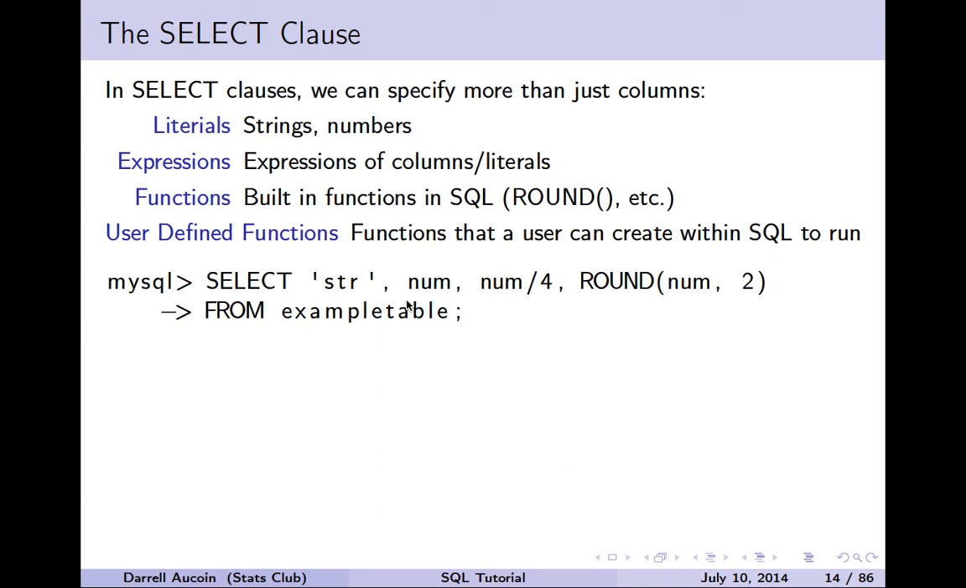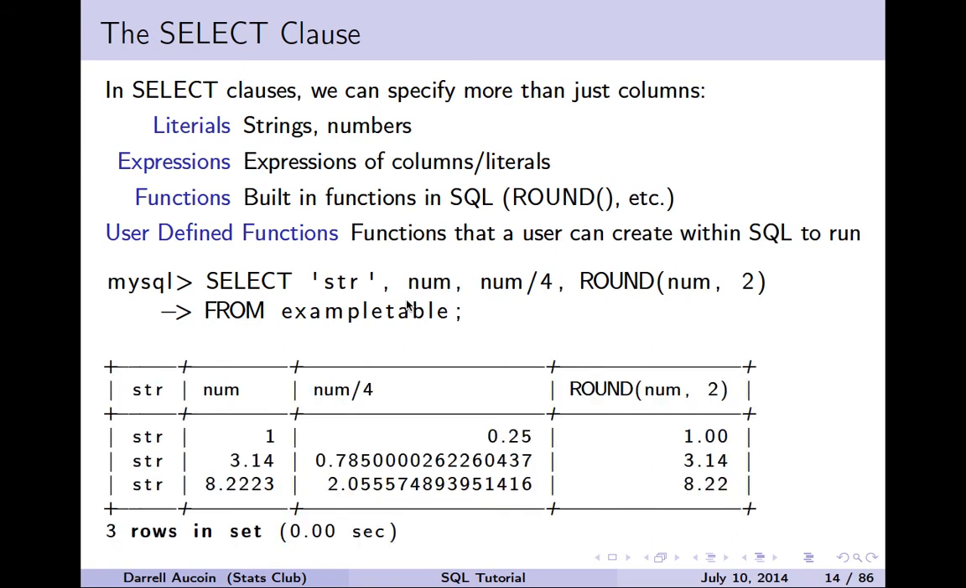For instance, here I'm selecting a string and a number. I created an example table with numbers like 1, 3.14, and 8 point something, and this is basically what it's going to do with it. See, it goes string, then my number. The num there is my original column that I have in my example table, and that's basically what it does with it. Divide by 4, and then round off, or it could round off the number to 2 decimal places.